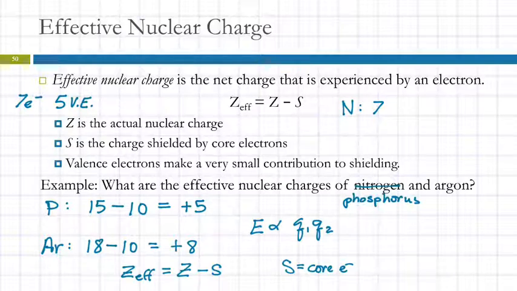Well, if it has 5 valence electrons, the other electrons are the core electrons. 7 minus 5 means there are 2 core electrons. That's S. So for nitrogen, we've got 7 minus 2, so plus 5.